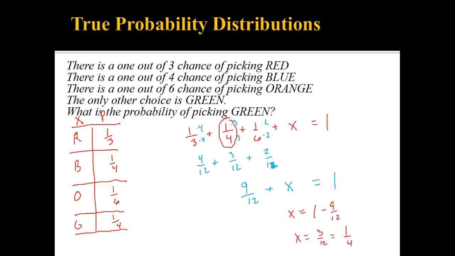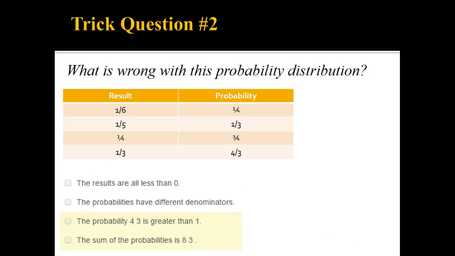Okay, that brings me to the next trick question, the last trick question. Question number 2. What is wrong with this probability distribution? And so you're going to get this question, what's wrong with this probability distribution? And we're looking at this, and there's all sorts of things wrong with it. And there's all sorts of things that are confusing about it that may not be wrong, but just are confusing.